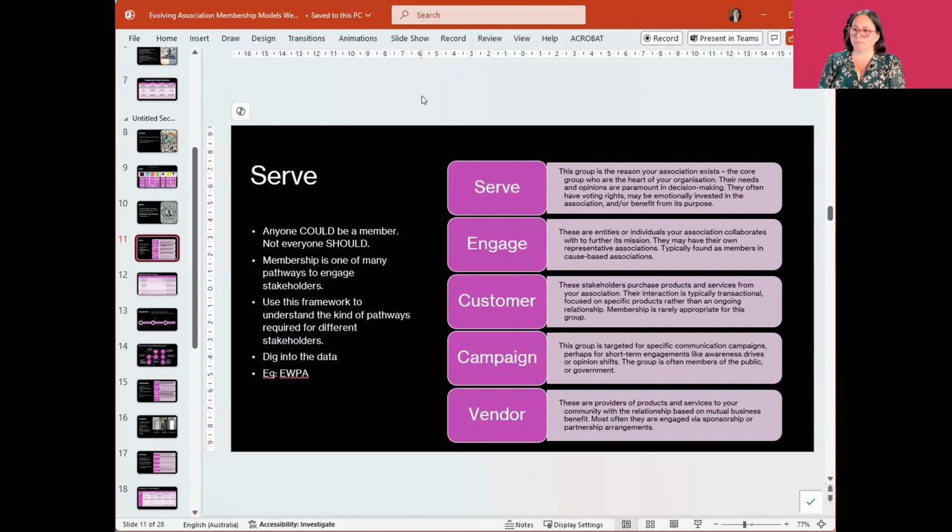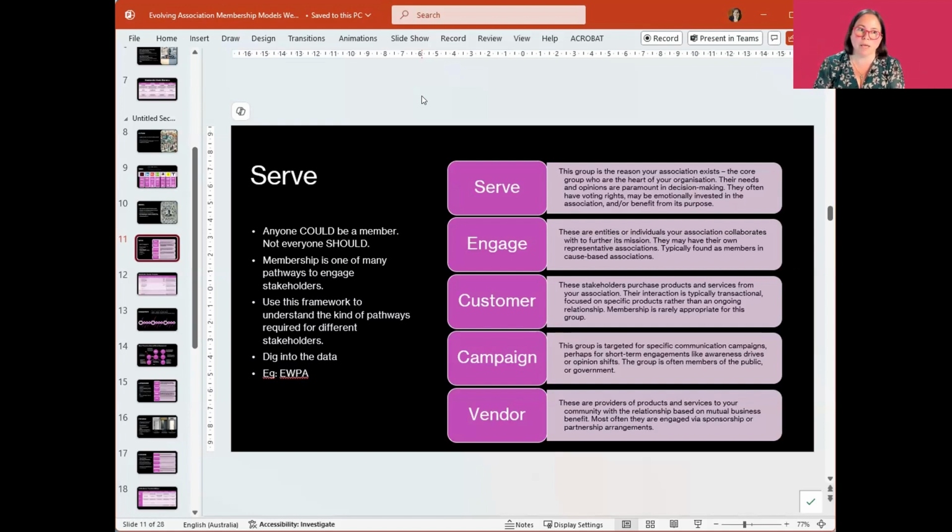Serve is the group or the cause that you exist for. So if everyone is in the room and there is a huge disagreement of opinion, whose opinion matters most? Sometimes it's obvious. If I'm with the Australian Stenographers Association, it's going to be the stenography profession. It's going to be the professionals working in there who sit at the core of who we serve. And you might say we serve everyone from the students through to retired.